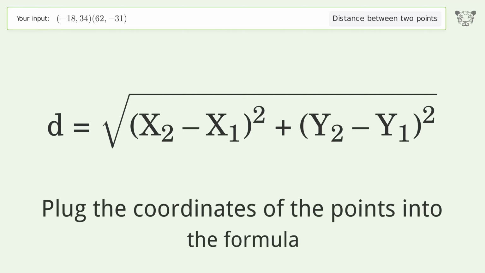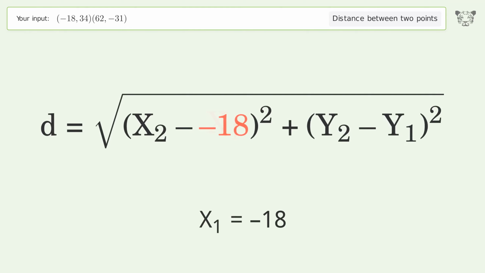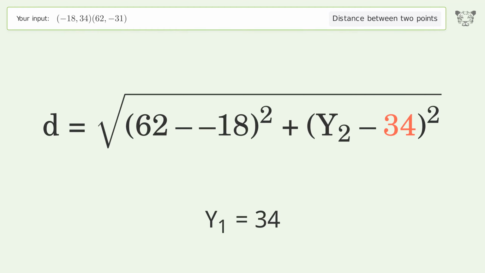Plug the coordinates of the points into the formula. x1 equals -18. x2 equals 62. y1 equals 34. y2 equals -31.